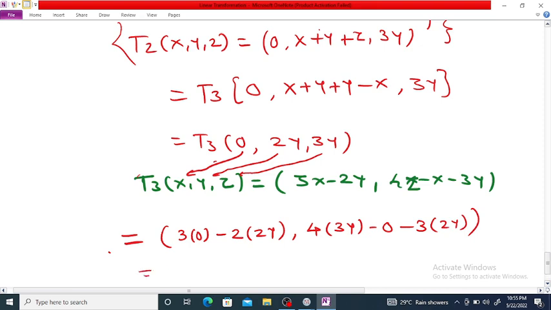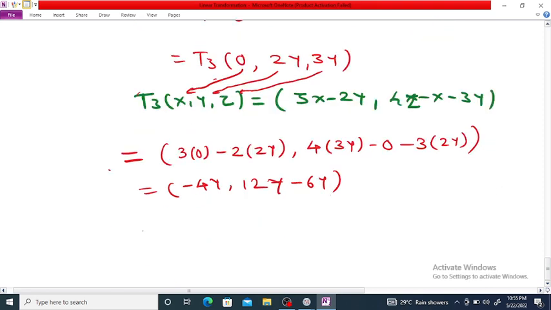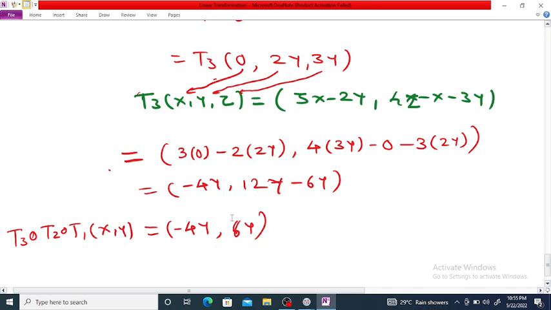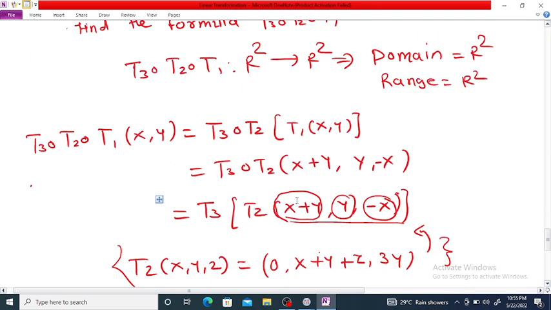So if you simplify this, it is equal to minus 4y, then 12y minus 12y minus 6y. So this is nothing but minus 4y and 12y minus 6y, it is nothing but again 6y. So this is the formula for T3 of T2 of T1 of x y. Minus 4y, 6y. Okay, now similarly you can try it for T1 of T2 of T3.